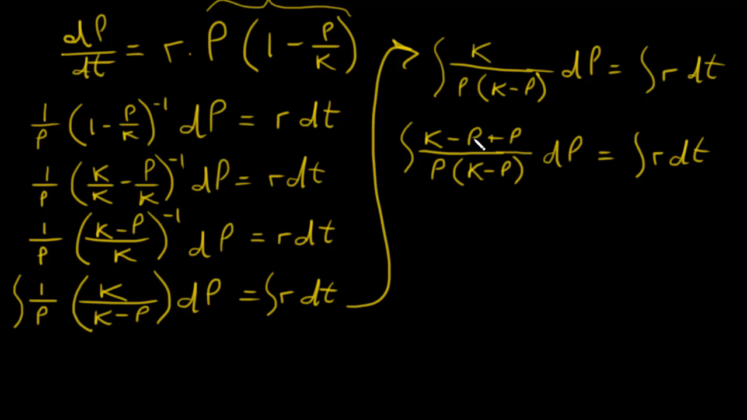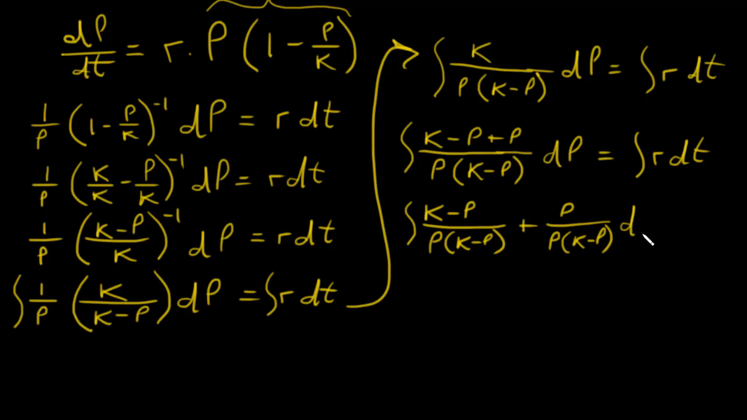Alrighty? So I just basically added a 0 to the K. I have a minus P and a plus P right there together. Now I'm going to break this apart into two pieces. So this is going to become the integral of (K minus P) over P times (K minus P), and then plus P over P times (K minus P), dP equals the integral of r dt.